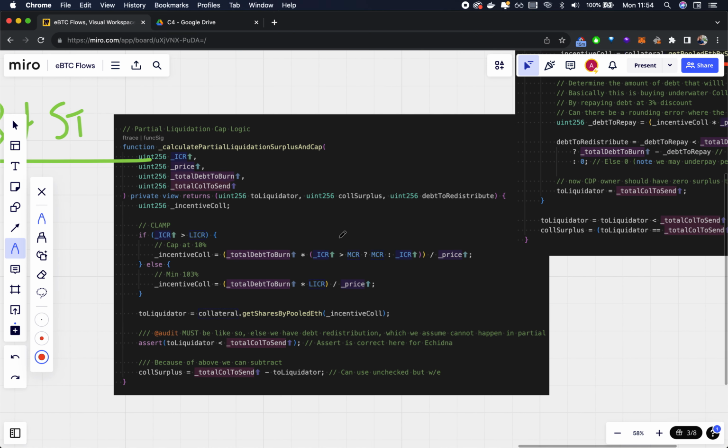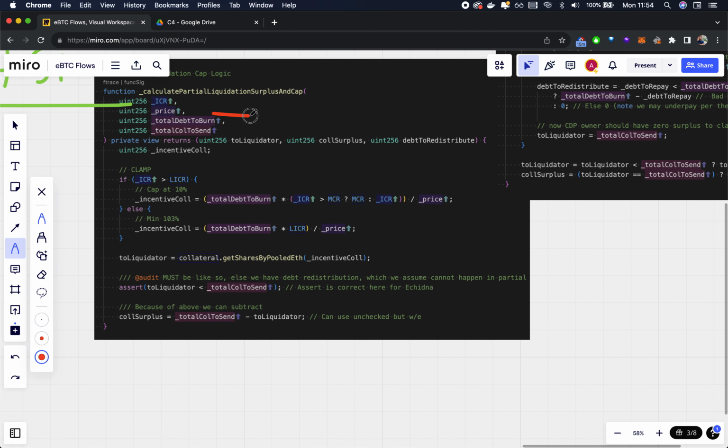Instead, in the scenario of a partial liquidation, again, we have all of these in collateral, not in shares. Again, if we have between 103 and 110, it's really simple. We just have the incentive collateral. We know this is a partial. We already validated the size of the liquidation in other functions. So we know this is not going to generate any bad debt, right? This is why we have this assertion.